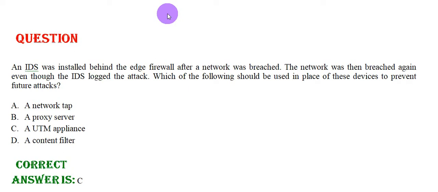An IDS was installed behind the edge firewall after the network was breached. The network was then breached again, even though the IDS logged the attack. Which of the following should be used in place of these devices to prevent future attacks? Option A, a network tap. Option B, a proxy server. Option C, a UTM appliance. And option D, a content filter. The correct answer is option C.